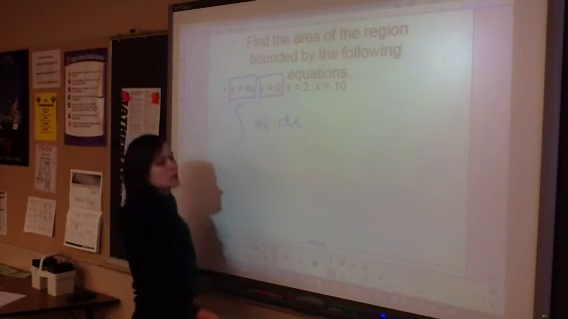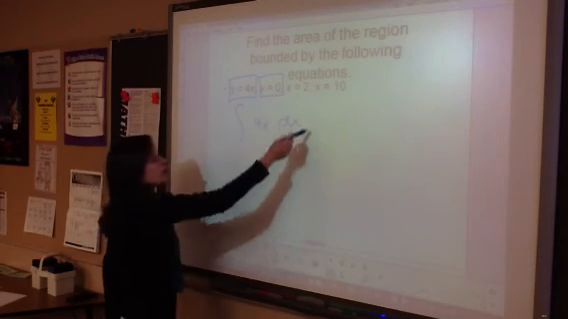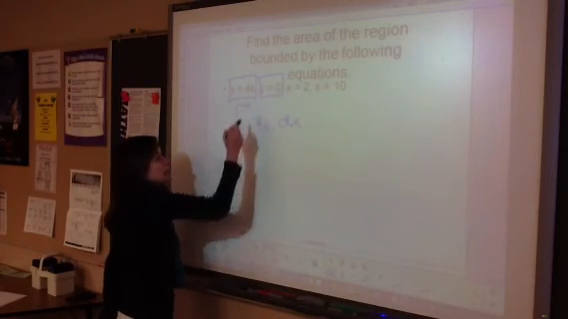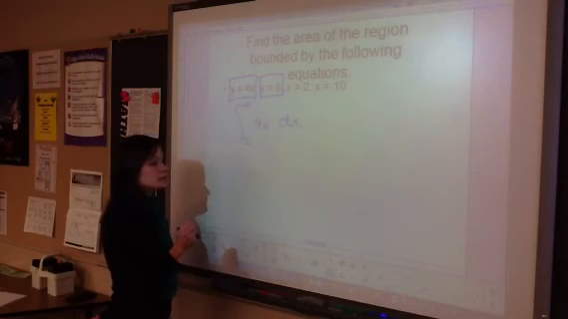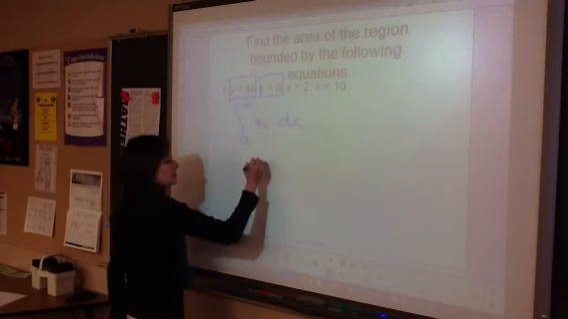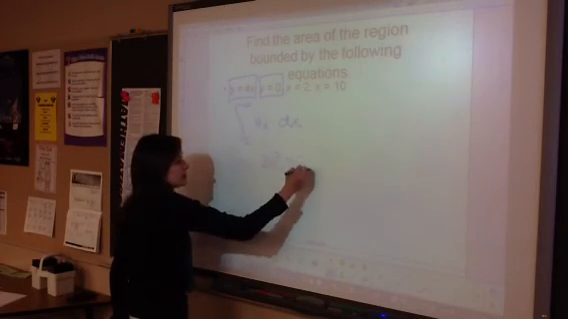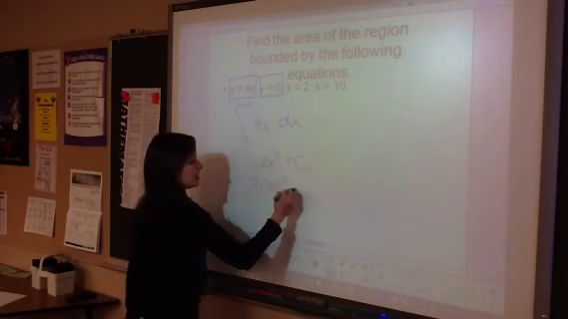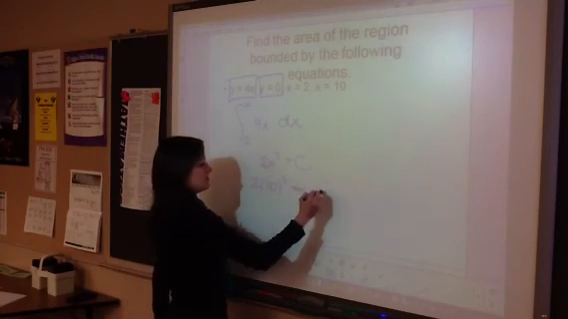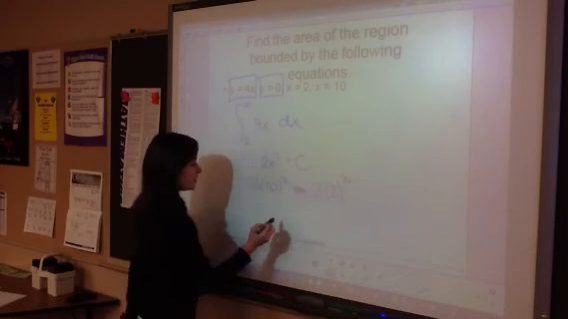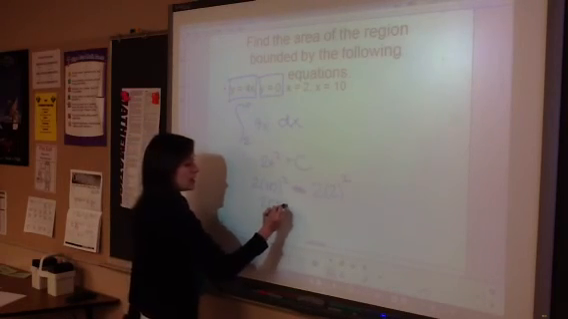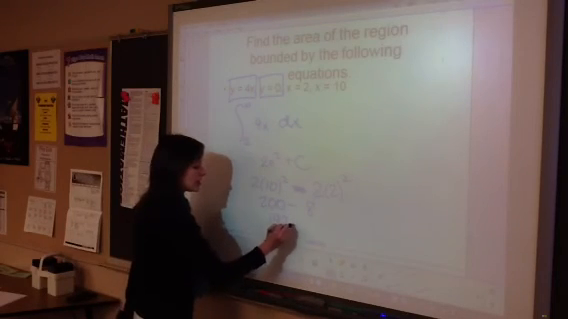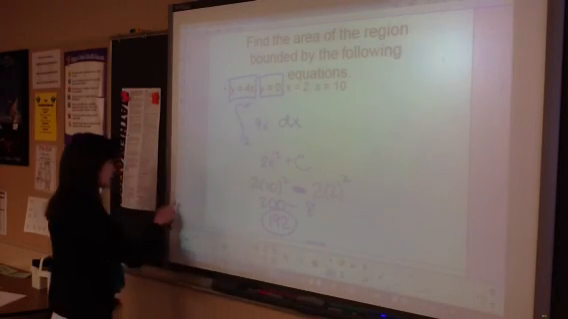So that doesn't affect anything that you write down. They want to go from x is 2 to x is 10. So we're going to go from 2 to 10. So do the antiderivative. You get 2x squared plus c. Plug in 10 and plug in 2. And when you plug in 10, you get 200. And when you plug in 2, you get 8. So 200 minus 8 is 192 units squared.